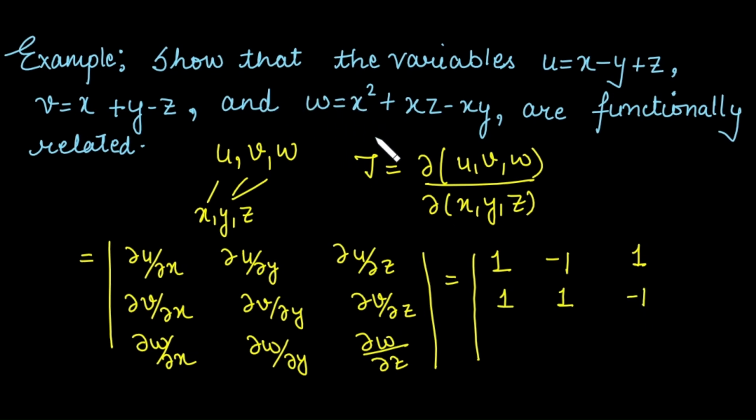Derivative of w with respect to x, keeping z and y as a constant, that is 2x plus z minus y. In a second row, partial derivative of this function with respect to y, that is minus x. Next is the partial derivative of w with respect to z, that is equal to x. Take the determinant. When you take its determinant, we will get 0. If the determinant is equal to 0, we can say that the variables are functionally related.